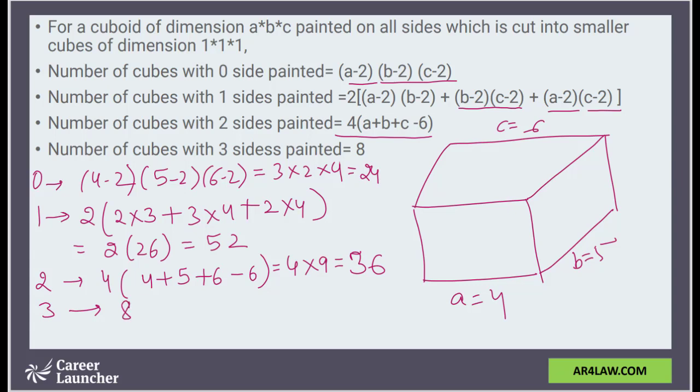Now we add up all this. 24 plus 52 plus 36 and 8. We get a total of 120.